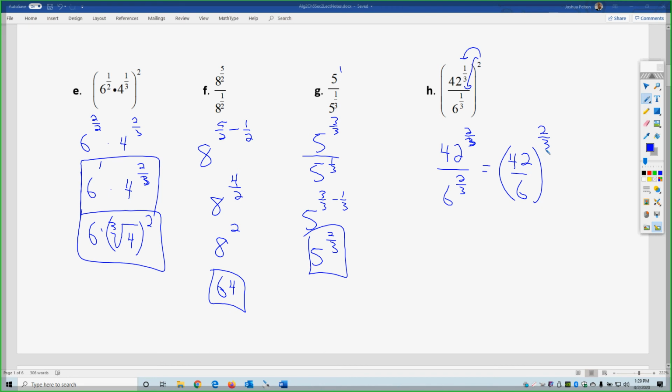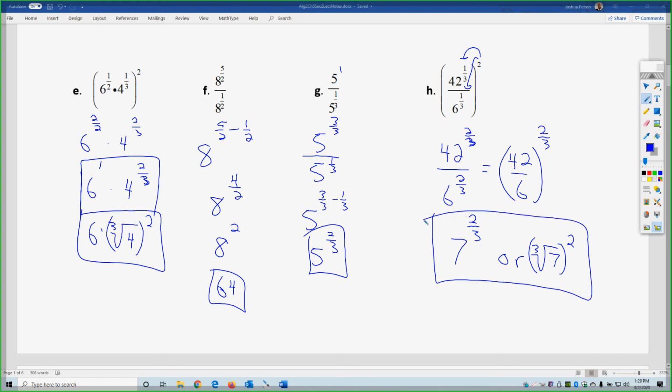So 42 over 6 is 7. Whenever you have the same exponent, you can also do the operation, but that's only if it's the same exponent. So the 3rd root of 7 to the 2nd power is an equivalent answer. Either one of those is fine. Pause the video, try the next page.